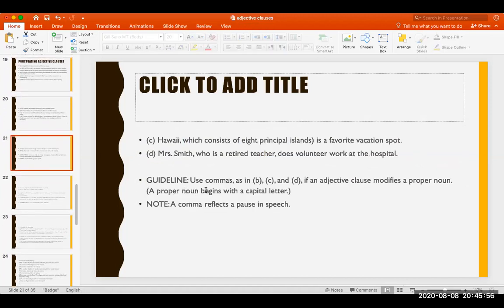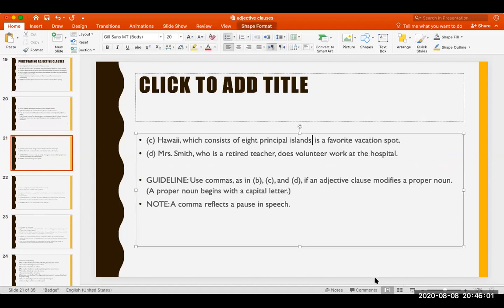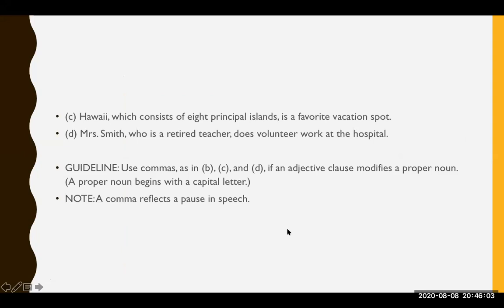Okay, Hawaii. We know Hawaii in America. It's a state in America in the ocean. Hawaii, which consists of 8 principal islands. I actually don't know this piece of information, but still we have an idea. Remember, this book is for American and English students, so if you study English, you should know Hawaii at least. Hawaii is a favorite vacation spot. Look at favorite written in the American way. So this is for American students. They should know what Hawaii is.